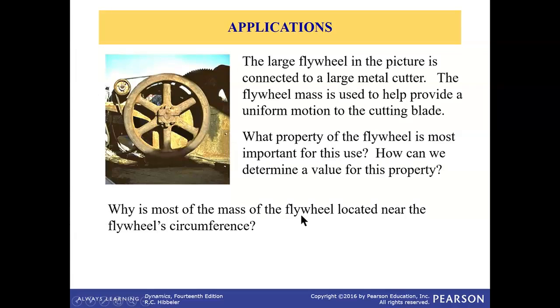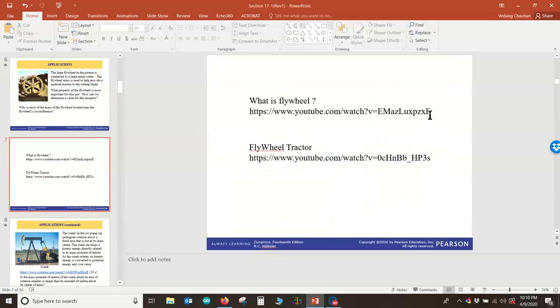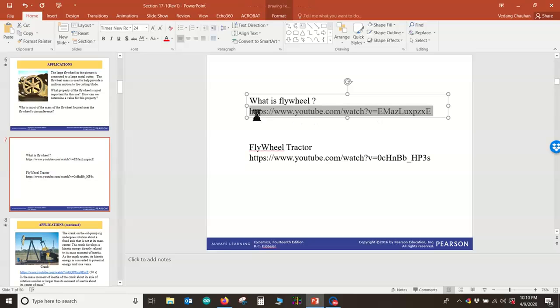And why is most of the mass of the flywheel located near the flywheel circumference? If you look at the mass distribution in the flywheel, you will see these pockets, they are empty, so there is no mass in that portion, but the majority of the mass is farther away from the axis of rotation. Why is it done that way? If the mass is distributed away from the center, will it result in higher moment of inertia or less moment of inertia? Just think about it. You'll get the answer soon. I have this video from YouTube which explains what a flywheel is and its application.